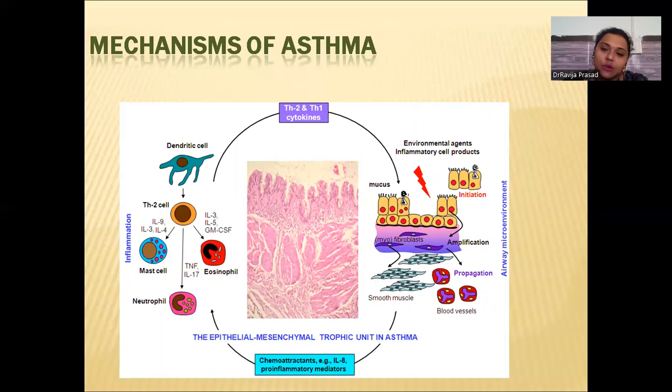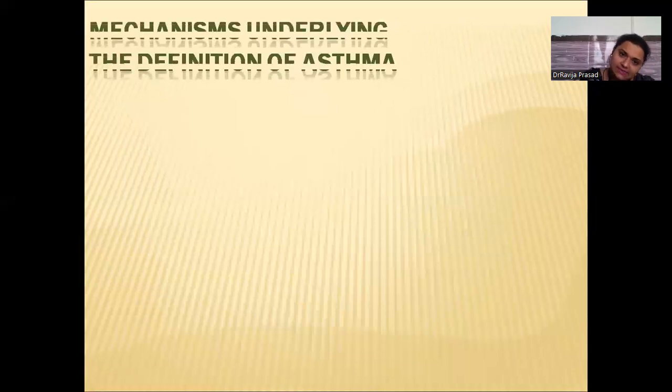Th2, Th1, cytokines lead to the environmental agent, which affects the propagation. Then this also affects the cytokine, with the concept of pro-inflammatory mediators, which affects the mast cells, eosinophils, and neutrophils, and basically causes the inflammation, in which they also involve dendritic cells too. So that is basically the mechanism of asthma.